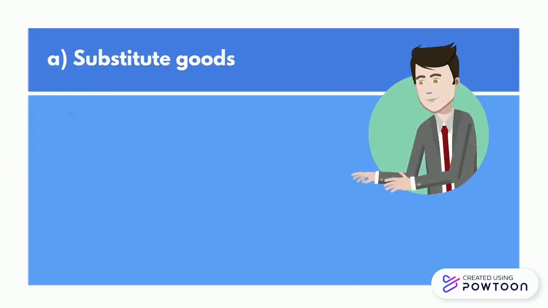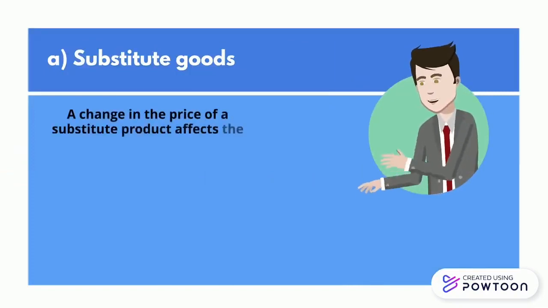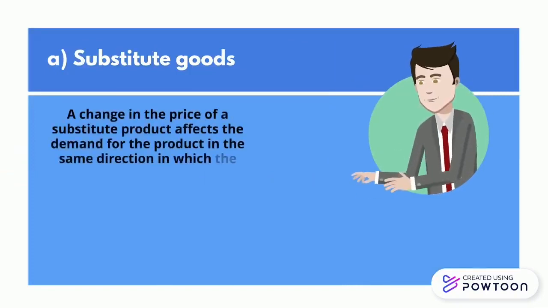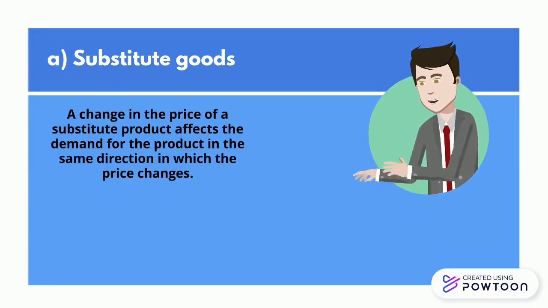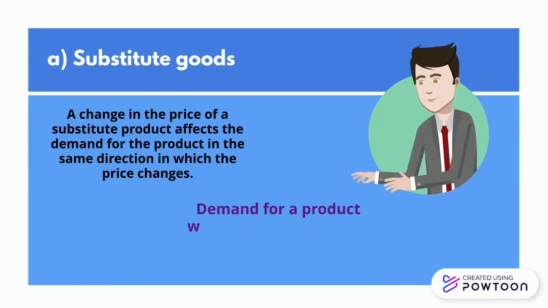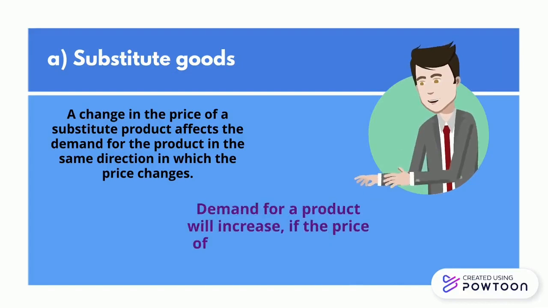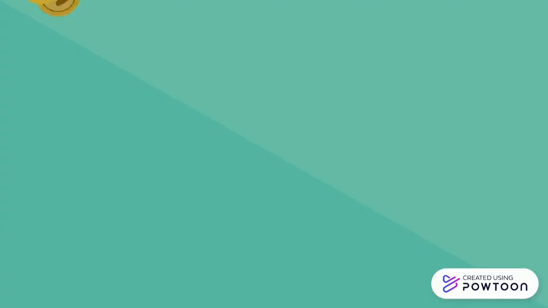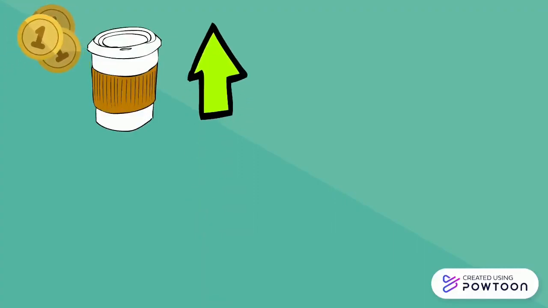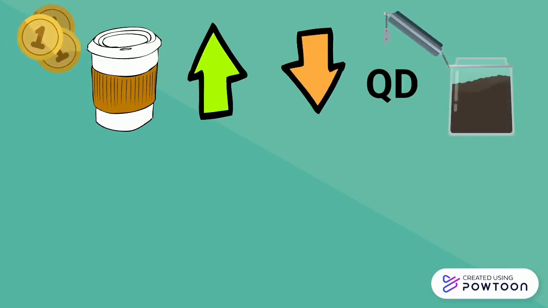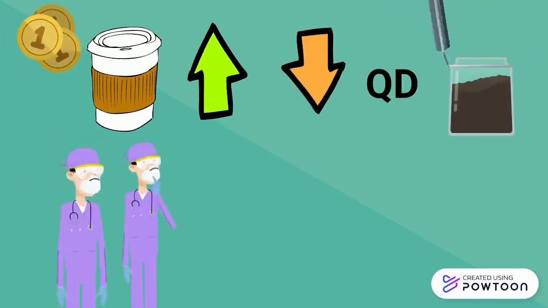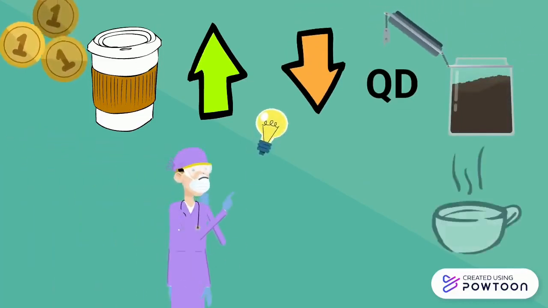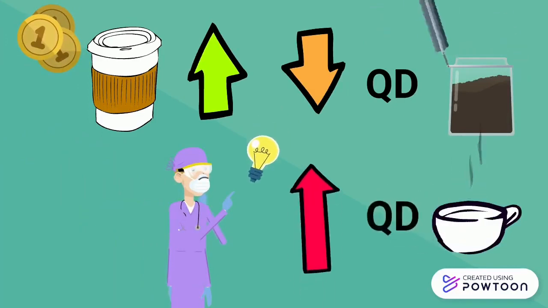A change in the price of a substitute product affects the demand for the product in the same direction in which the price changes. Demand for a product will increase if the price of a substitute product rises, and vice versa. When the price of coffee increases, for example, the quantity demanded for coffee will fall as per the law of demand, and people will look for an alternative. Thus, the demand for tea, for example, will increase.